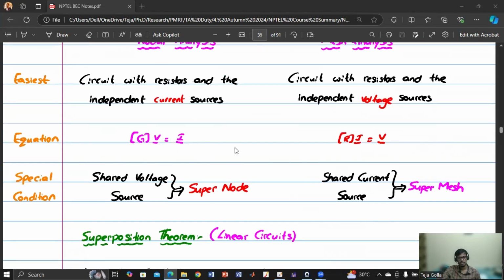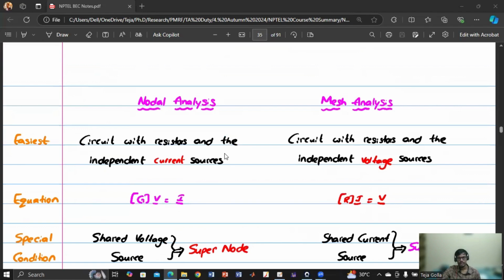And I have also given a table where you can directly see the difference between nodal analysis and mesh analysis. So here it is easier for resistors and independent current source circuits. Here it is easy for resistor and independent voltage source circuits. So in the exam, if they have given this circuit, then you have to understand that mesh analysis would be the easiest one to do.